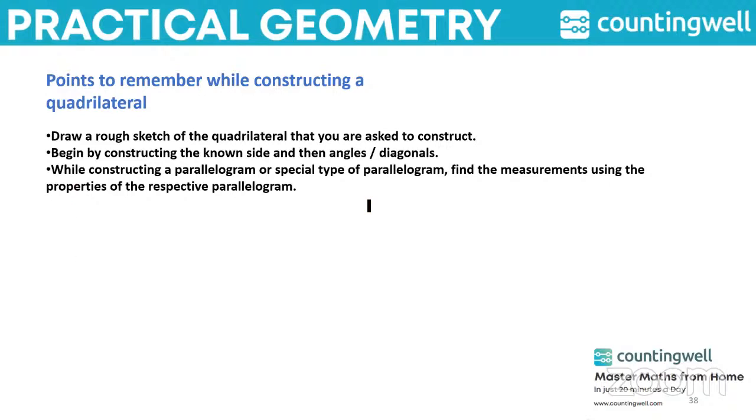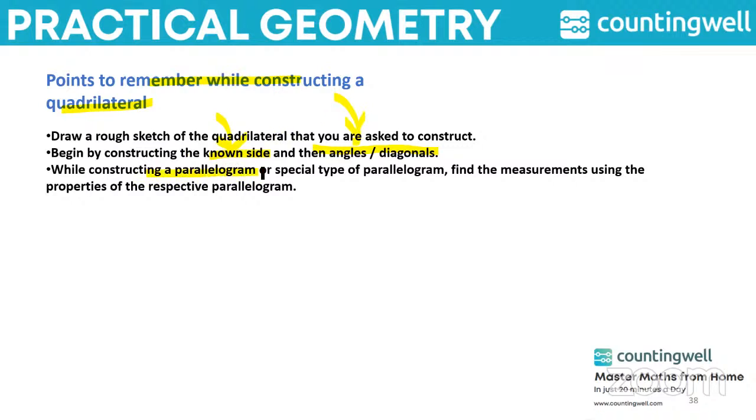Next, let us see what are the points to remember while you are constructing a quadrilateral. Always begin by constructing the known side and then angles or diagonals. So it is very important to start the construction using the known side and then you should go for the angles and diagonals.